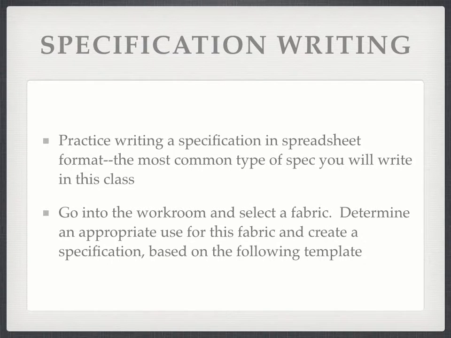Your second in-class assignment is to practice writing a specification. So a specification in a spreadsheet format is probably the most common type of spec you will write in this class as well as the rest of your time at MSU. It's also very commonly used in the field for small as well as large products because it's a really easy way to organize things, and it's a way to see the information on the product very quickly without going through that large CSI spec that we were practicing writing earlier.